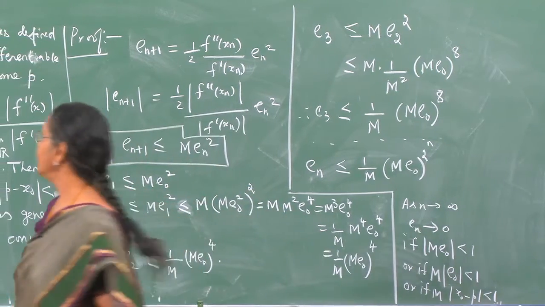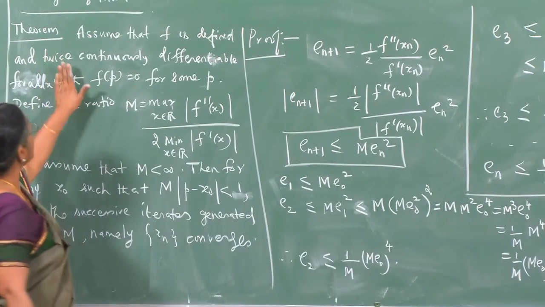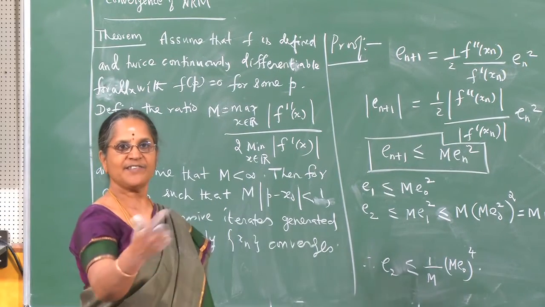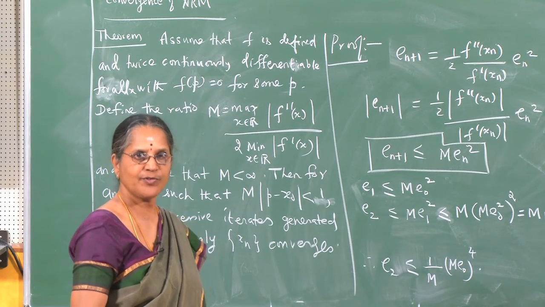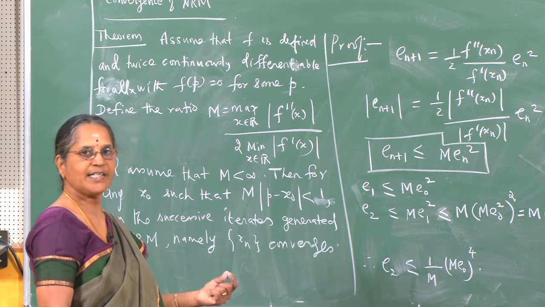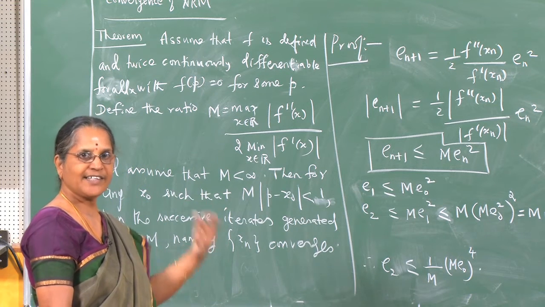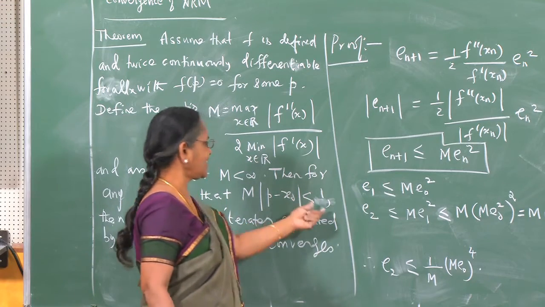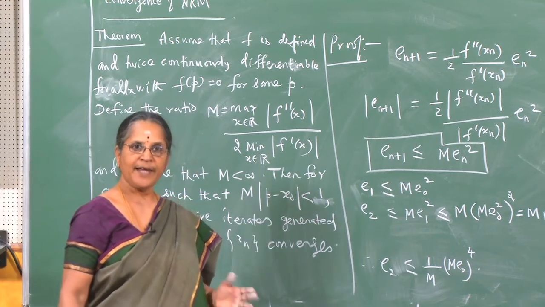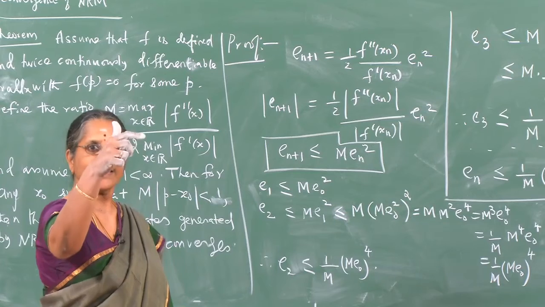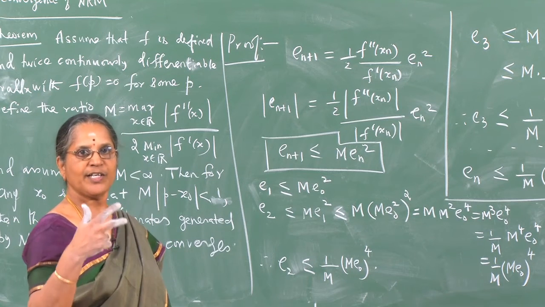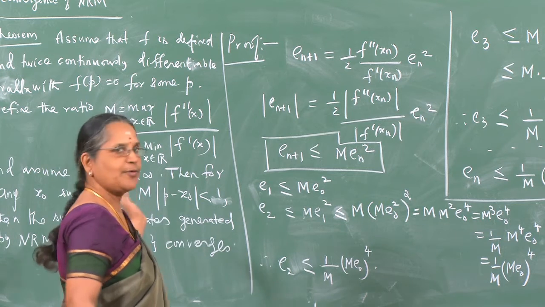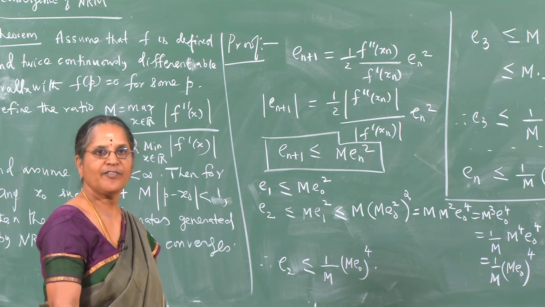The theorem says, if your function f is twice continuously differentiable, and if p is a simple 0 of the equation f of x is equal to 0, if you start with an initial approximation x naught in such a way that m times mod p minus x naught is less than 1, then the successive iterates that you generate using Newton-Raphson method will converge to a root of the equation correct to the desired degree of accuracy.